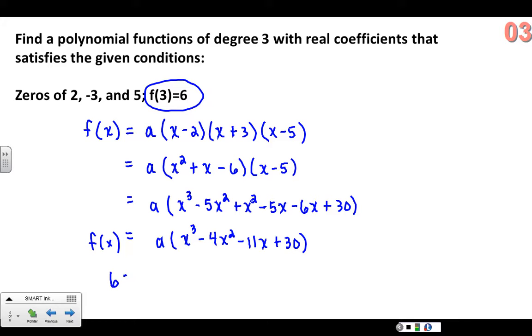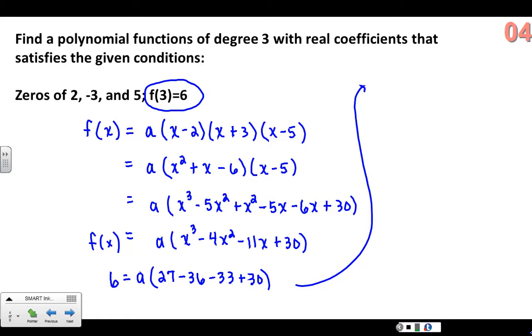So 6 is equal to a times, if we plug in 3 for x, that would be 3 cubed, 27, minus 4 times 3 squared, which is 9, so minus 36. Okay, minus 11 times 3, so minus 33, plus 30. So let's see what we get here over to the side. So 6 is equal to a times, let's see what we get when we do all the number crunching: 27 minus 36 minus 33 plus 30.